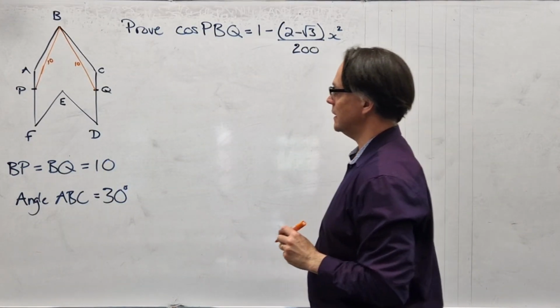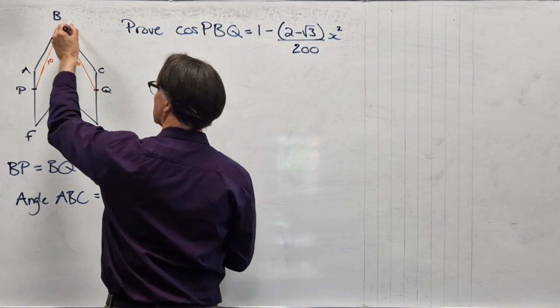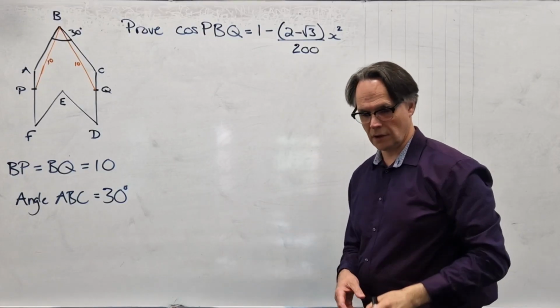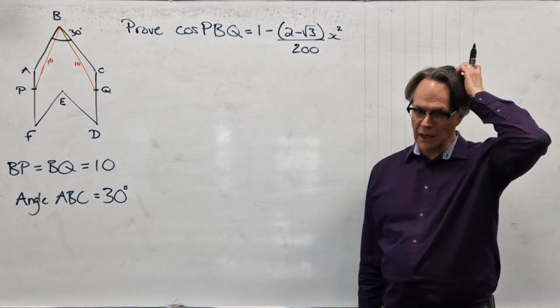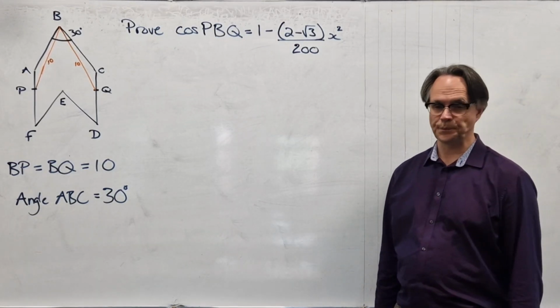And angle ABC, which is that angle, is 30 degrees. That's what we've got to work with. And we've got to show this. And the problem you might be having with this question is where do you even start?